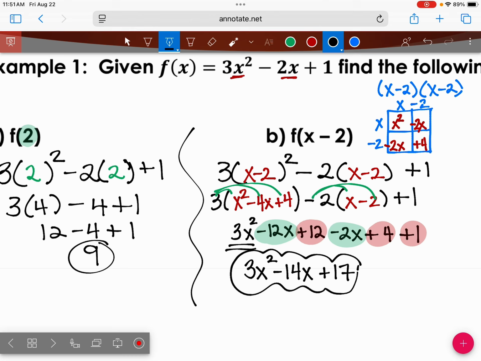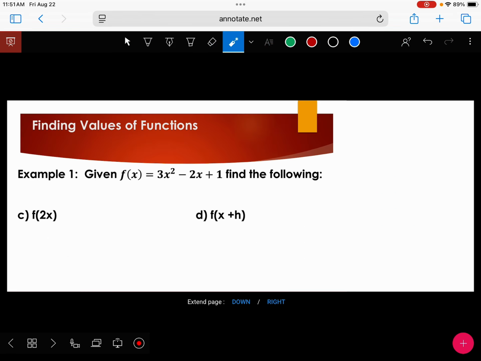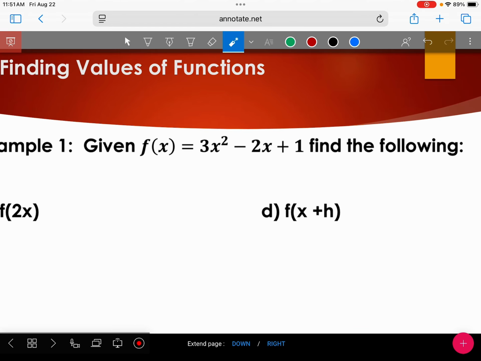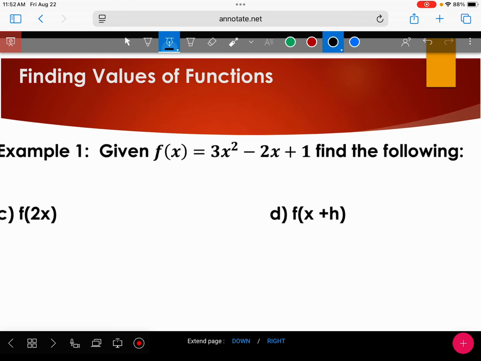All right, using this exact same function, f of x equals 3x squared minus 2x plus 1, now we're going to do C and D. So 2 different inputs. Go ahead and copy down C and copy down D. So for this one, I always start by making what I call my skeleton: 3 times something squared minus 2 times something plus 1. And this time the something is a 2x.